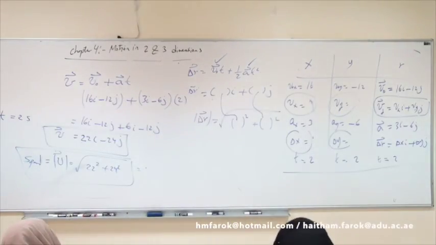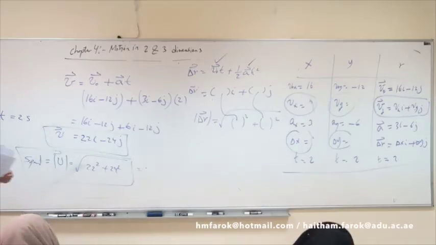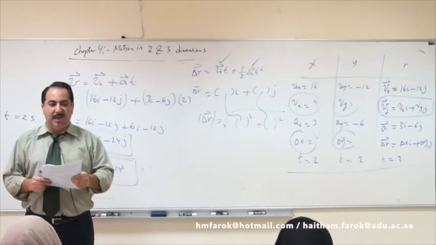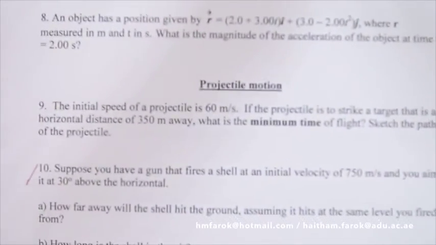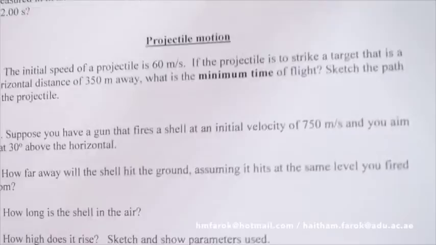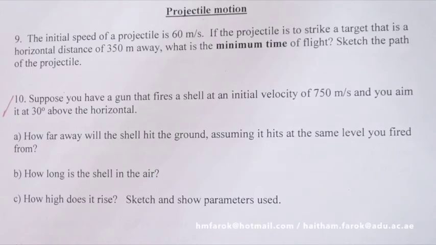The next question is about projectile motion. So I want to do this one in the last 10 minutes, hopefully. Projectile motion. This is question number 10. I'm taking a sample of projectile, question number 10. The question says, suppose you have a gun that fires a shell at an initial velocity of 750 meters per second. So you fire it at what speed, V naught? 750 meters per second. What else?